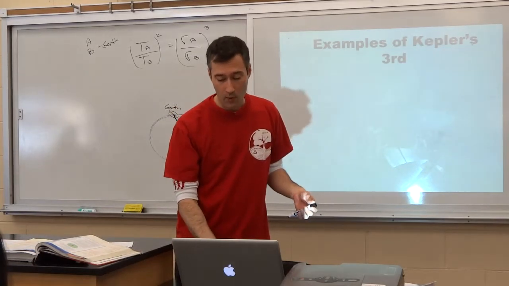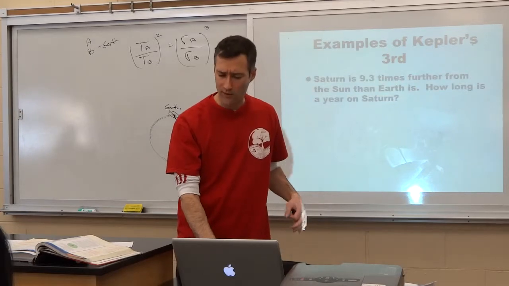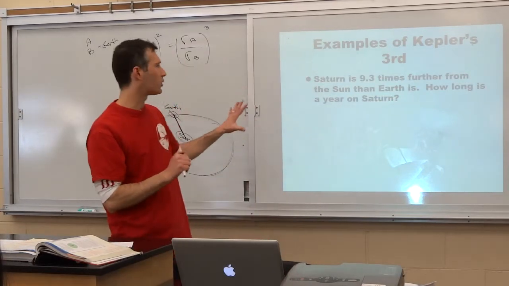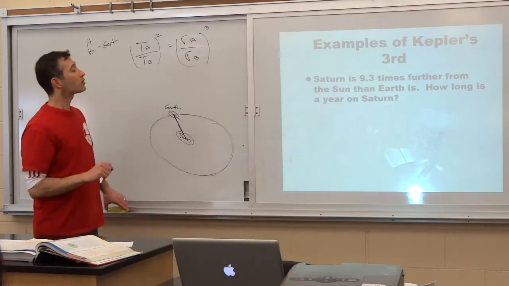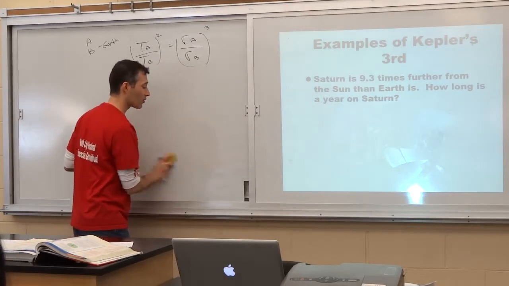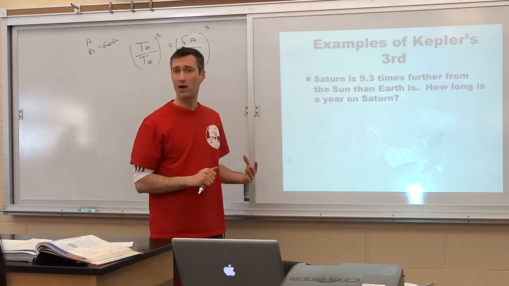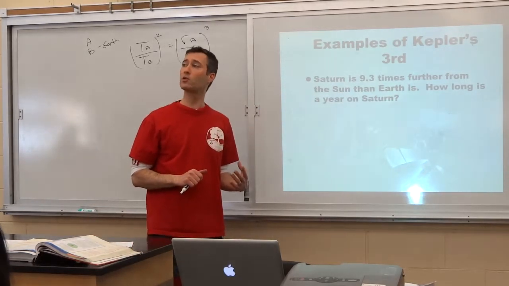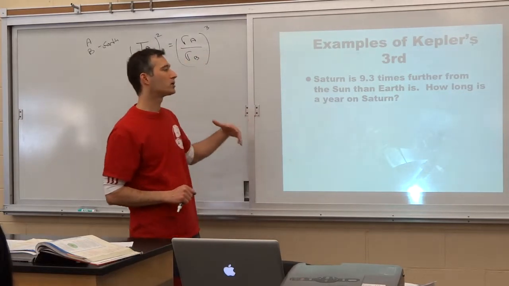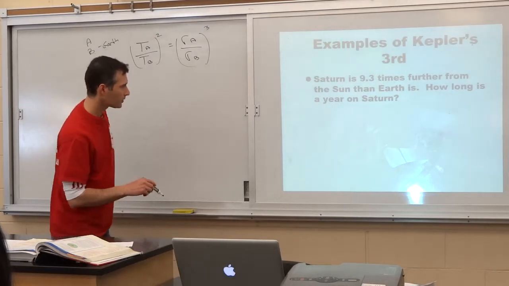All right, let me show you an example of the type of problem that we would use this for, and then we'll see what questions we have, and you'll try at least one of these on your own. In fact, maybe I want to do 2 of these for you. All right, so Saturn is 9.3 times further away from the sun than the Earth is. How long is a year on Saturn? That's not a whole lot of information, but it's actually enough to be able to use Kepler's third law to find how long the year is on Saturn.